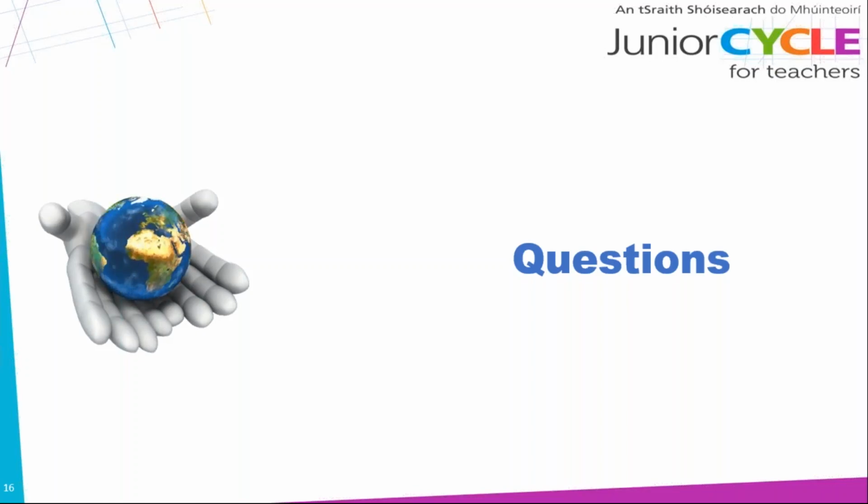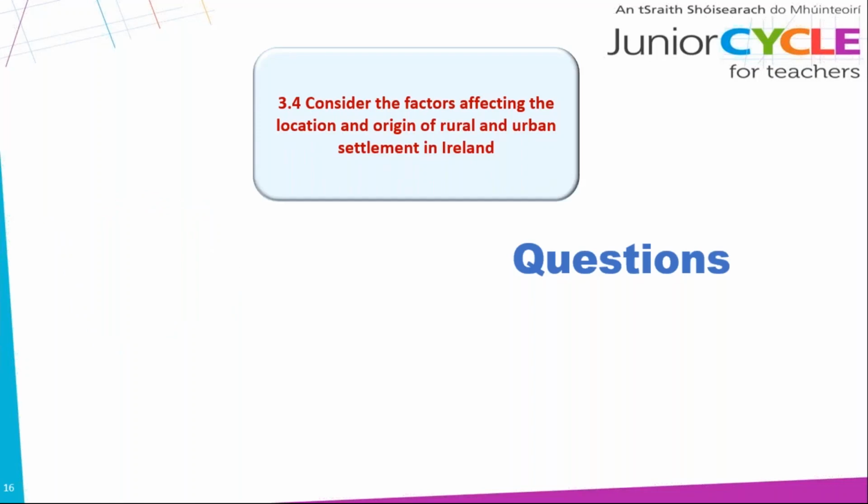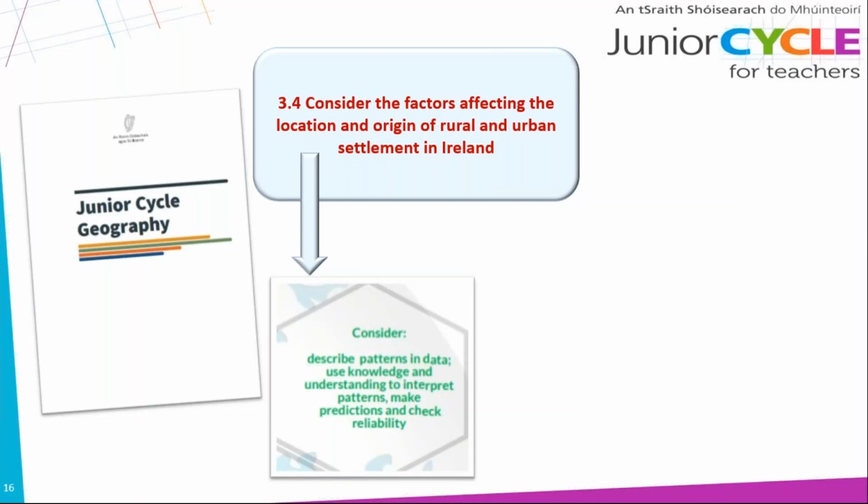Another question that has come up tonight and came up regularly during our CPD days in 2017 and 2018 was, where do we start with the planning process? To answer that, let's focus on unpacking learning outcome 3.4 in more detail. Consider the action verb used. The specification defines consider as describe patterns in data, use knowledge and understanding to interpret patterns, make predictions, and check reliability. On the screen, you can see a screen grab from the action verbs poster.